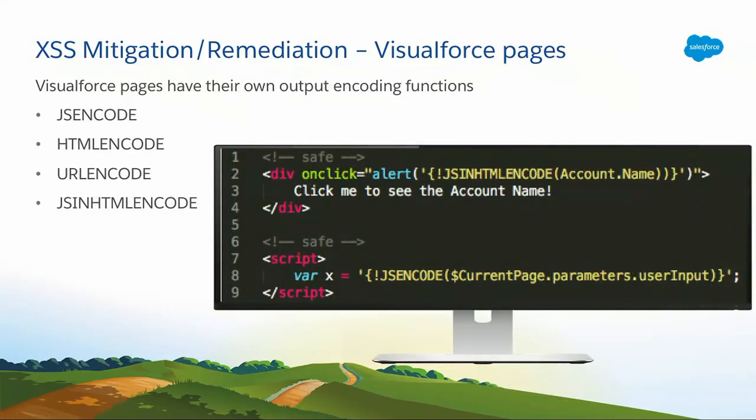In the Visualforce page itself, we have four different encoders available for you. So it depends on what you're trying to encode and what you're trying to output. If you have just JavaScript, you want to use JS encode. If you have JS in HTML, you can use that. And there's a couple examples here that show... So the previous slide showed kind of an unsafe implementation, and this is the remediation for that on the previous slide.